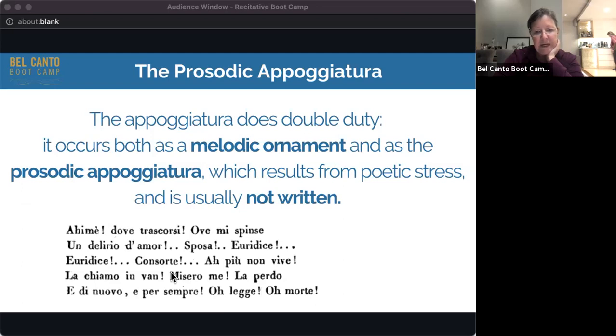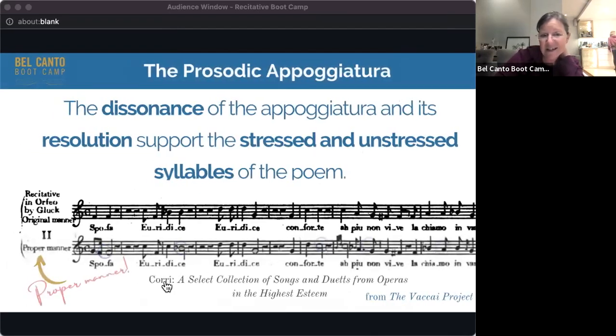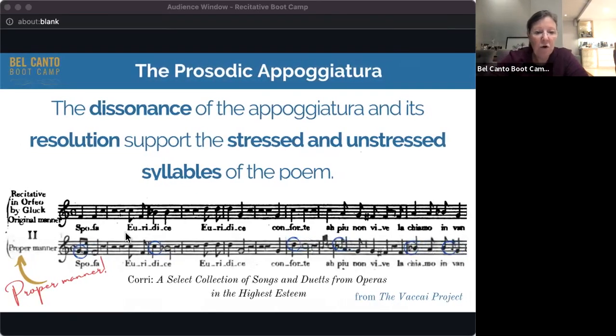And when you look at this slide and you see Corri, say, if you were in ornamentation boot class, you saw this slide: it is written "sposa" with two Fs, "Euridice" with two B flats, "consorte" with two Cs, but Corri tells us that you must sing a G and an F, a C and a B flat, and a D and a C. And that is because the dissonance of the appoggiatura and its resolution support the stressed and unstressed syllables of the poem.